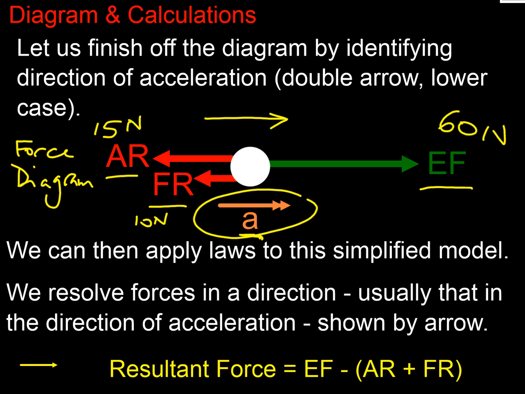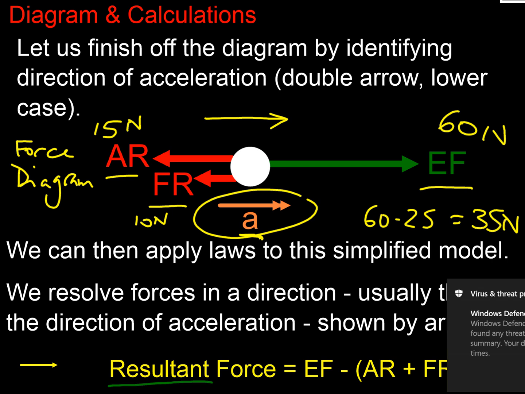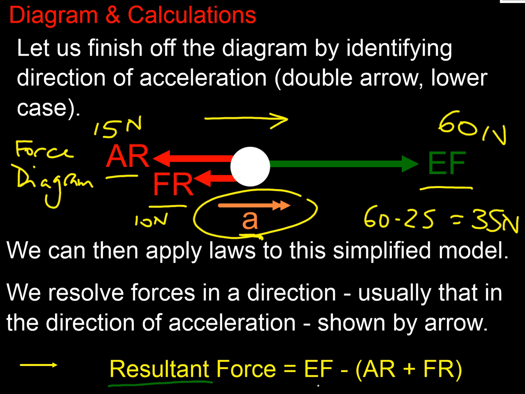So overall, we would have a force driving us forward of 60 minus 25. So we would have 35 newtons driving us forward. That would be the resultant force. We could just do that, couldn't we? Because it's just an adding and subtracting business, isn't it? So if I generalize that more, I would see that the resultant force is my engine force driving us forward, take away the resistive forces, so the air resistance and the road friction force, holding us back. So we've created our resultant force.